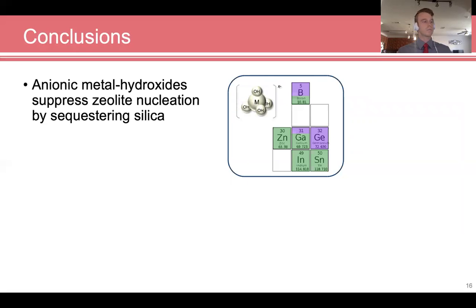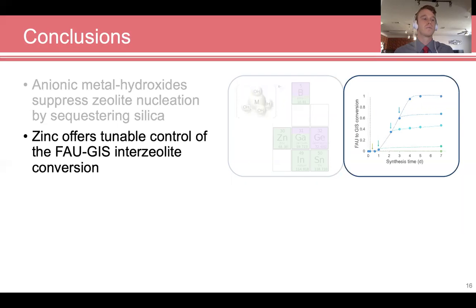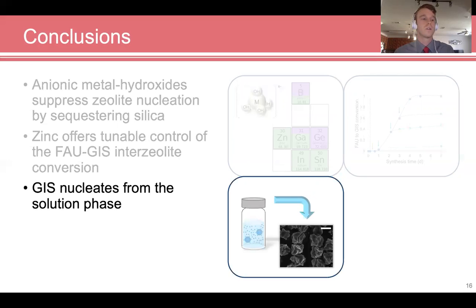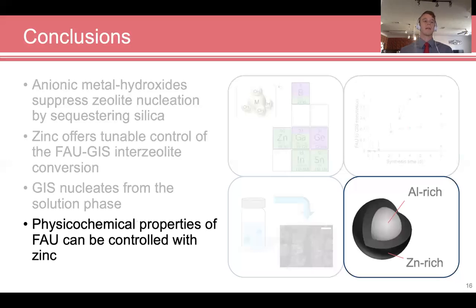So in conclusion, we've used this multi-directional approach to understanding zeolite crystallization. And we've shown that anionic metal hydroxides can suppress zeolite nucleation by sequestering silica from solution. Using zinc has given us a tunable control of the phagosite to GIS interzeolite conversion, even when zinc is added mid-synthesis. We've confirmed that GIS nucleates from the solution phase rather than epitaxially growing from phagosite. And we've demonstrated that it's possible to actually alter the nature of the acid sites in phagosite simply by adding zinc to the synthesis mixture.